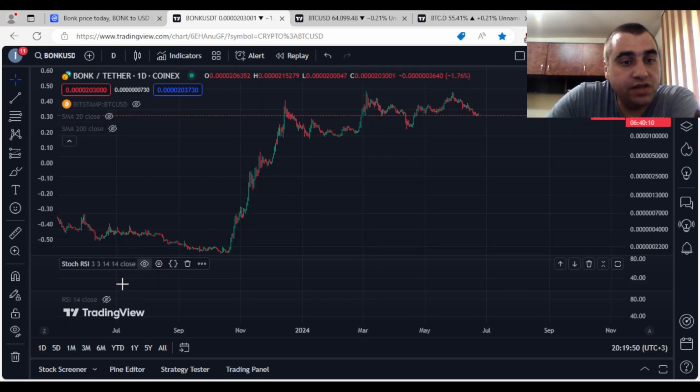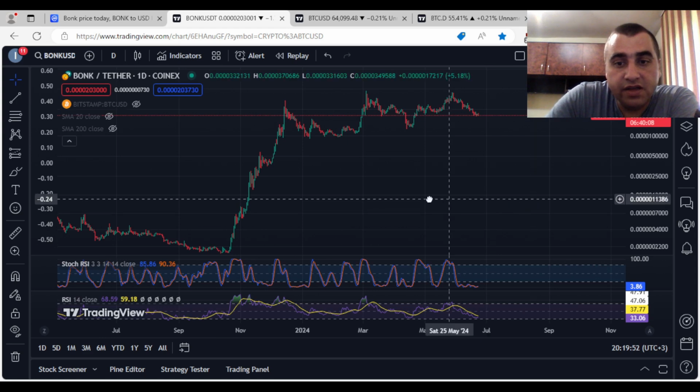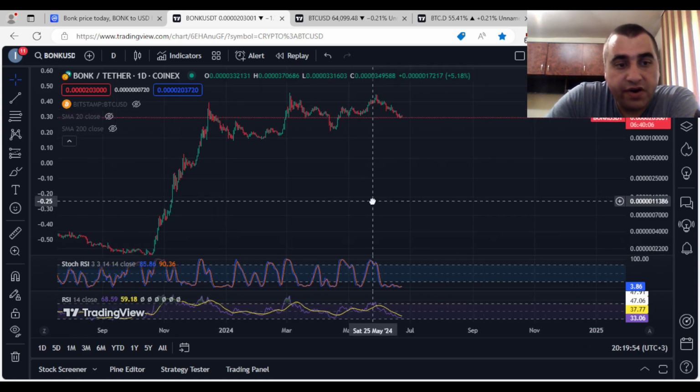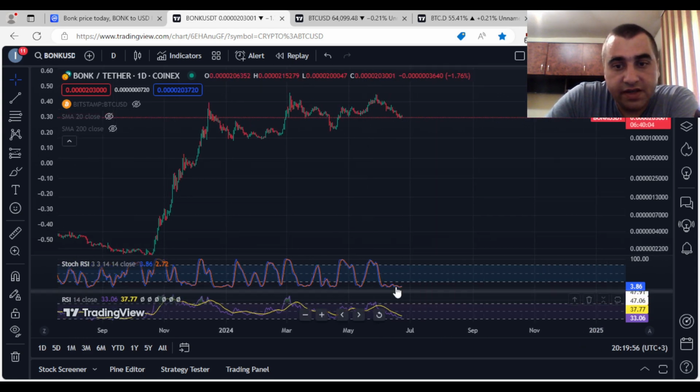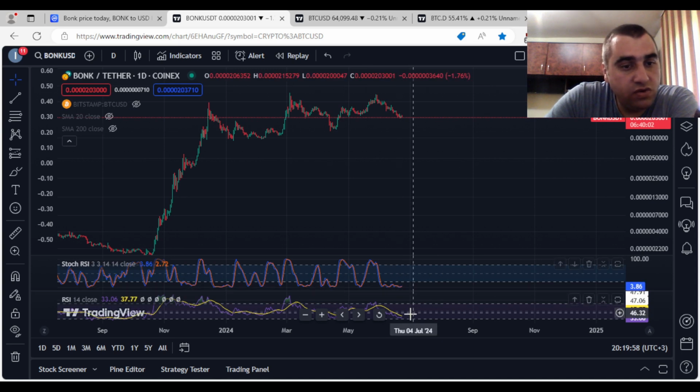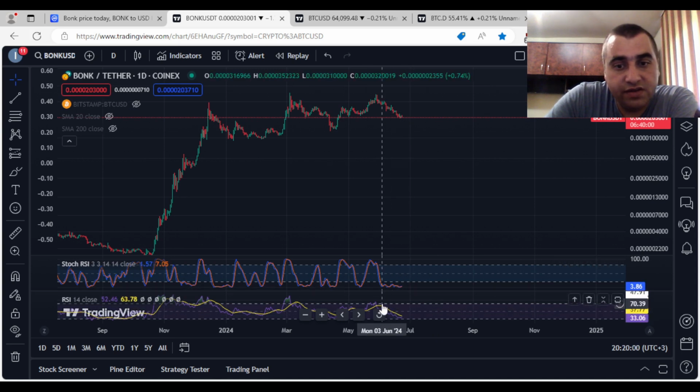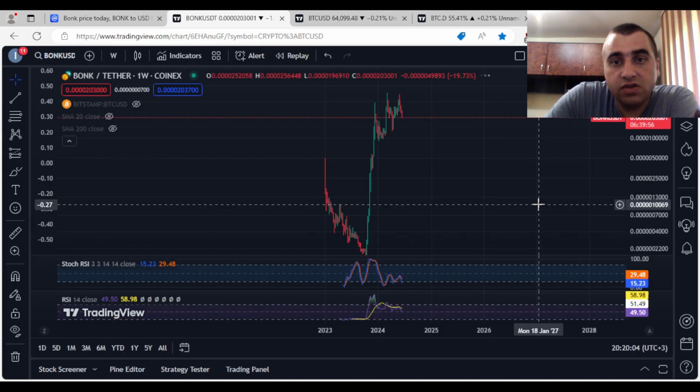Let's look at the stochastic RSI and RSI. As you can see very clearly here, the stochastic RSI is bearish, it is oversold, and the RSI trend is also bearish, it is in a downtrend. Let's look at the weekly and see what's going on here.